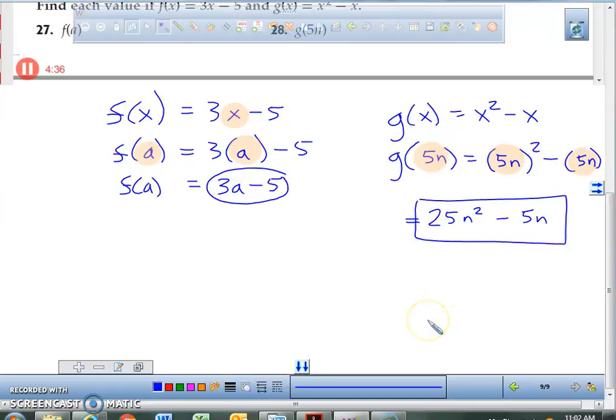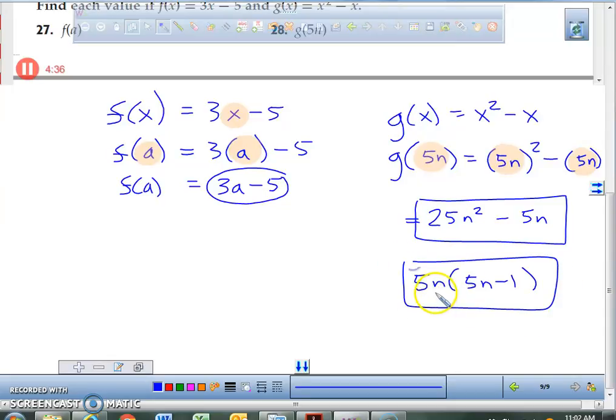Now, if you're on an SAT test and they asked you to do that, that probably wouldn't be the final answer. The final answer would be, I can factor out a 5 and I can factor out an n. So the final answer would be this, if you factor out a 5n. Watch this, ready? What's 5n times 5n? 25n squared. What's 5n times 1? Negative 5n. On the SAT, they have lots of questions where you have to factor out a common factor.